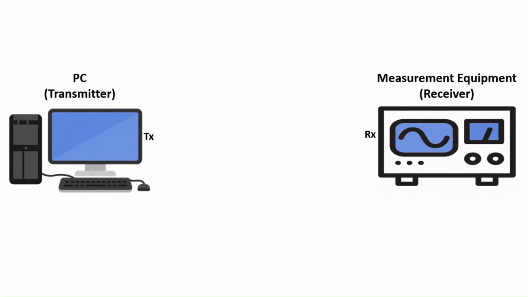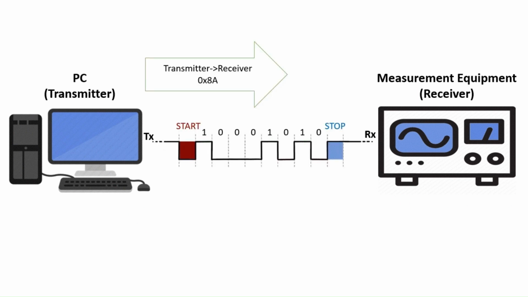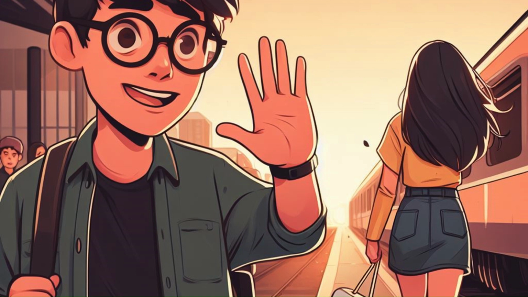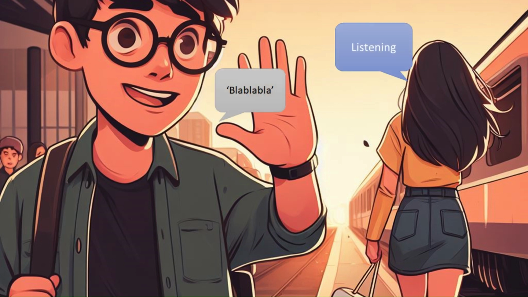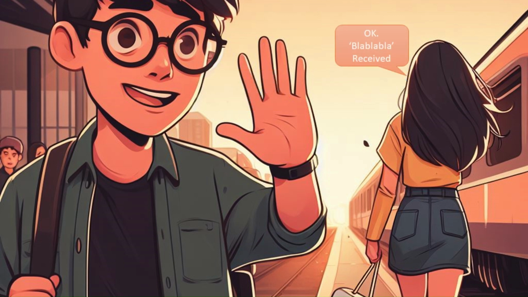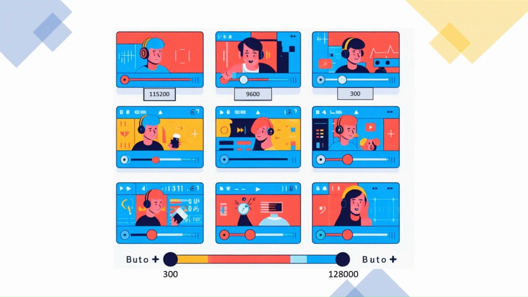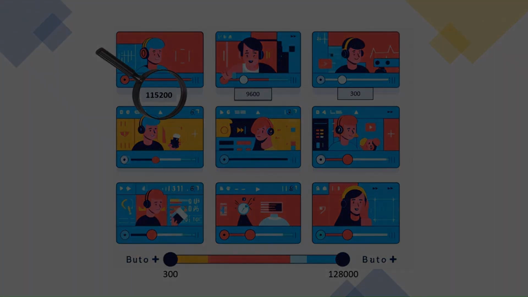To kickstart UART communication, one device sends a start bit, followed by the data bits and a stop bit to mark the end of each byte. Picture this: when one device wants to communicate, it's like saying hello to another device, sharing its message bit by bit, and then saying goodbye. The receiving device listens for the hello to start reading, and when it hears goodbye, it knows the message is complete. This conversation happens at a specific speed known as the baud rate, measured in bits per second.